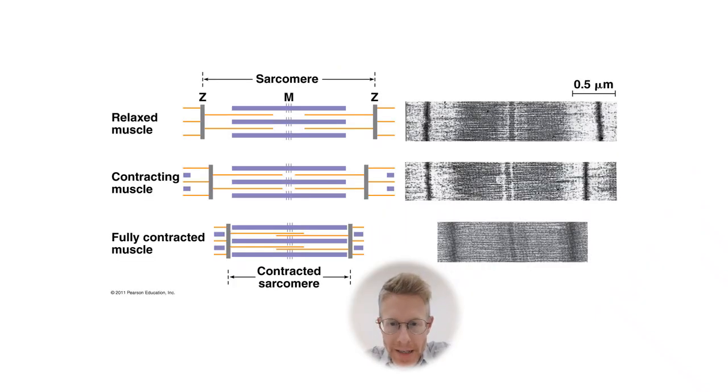And you can see that nicely here. You can see a relaxed muscle on the top where the Z lines are far apart. And then notice as it contracts, they get closer and closer together. And what happens is this dark band where the actin and myosin are overlapping stays the same, but the light band where they're not overlapping gets smaller and smaller until, if it's fully contracted, you don't see any light bands anymore, just dark bands, because all the actin and myosin are overlapping.